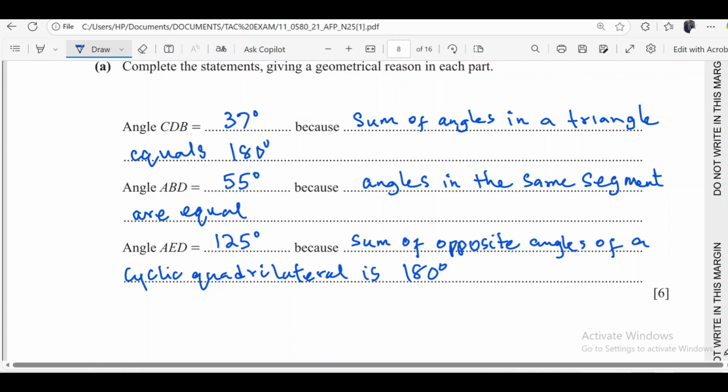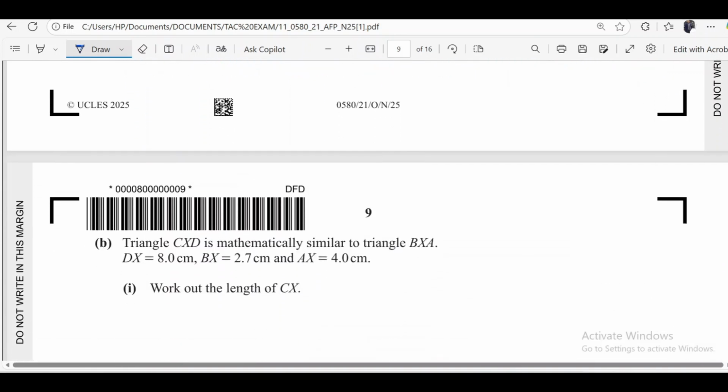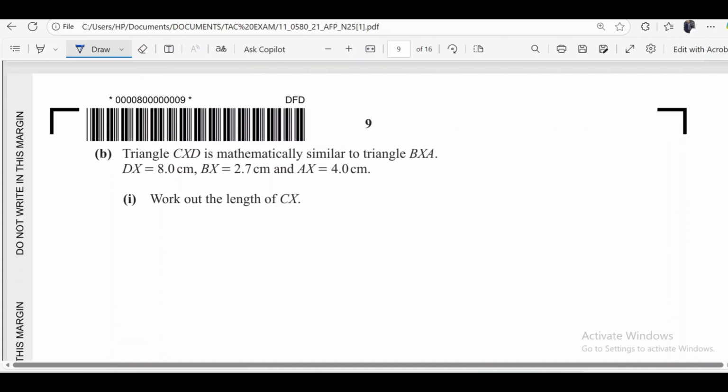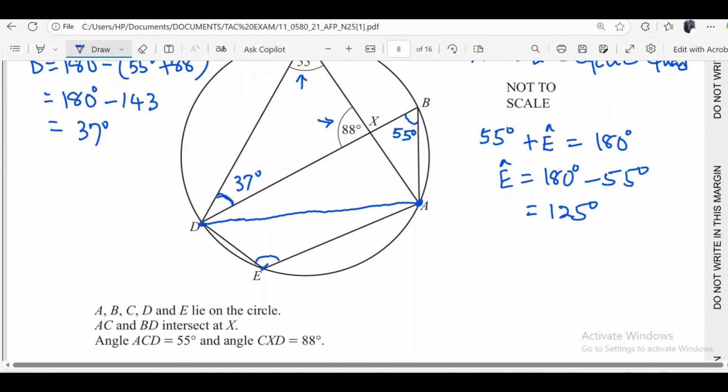Okay, and that's what we are required to do here. Now we look at the big question. It says triangle CSD is mathematically similar to triangle BSA, and then we are given all the details. We are told that DS is 8, BS is 2.7, AS is 4.0, and then we have to work out the length of CS.